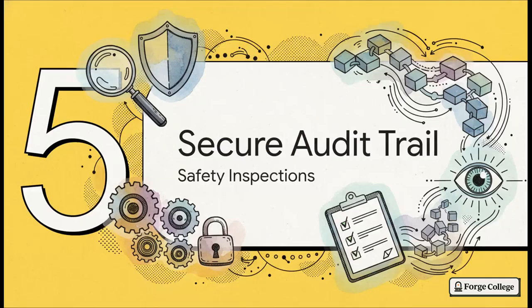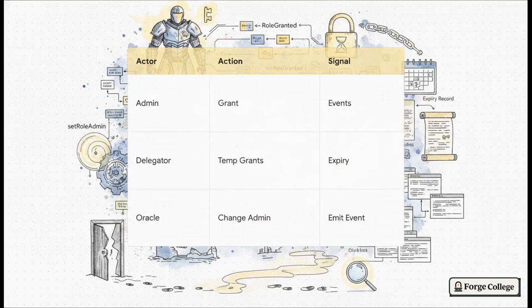And that brings us to Section 5, leaving a secure audit trail. Let's talk about what happens when you need to conduct a safety inspection after the fact. So here we're mapping the actor and their action directly to the required on-chain signal. When an admin grants a role, the contract absolutely must emit a RoleGranted event. When a delegator issues a temporary grant, it has to store that expiry record. And when governance changes an admin, it emits an event on setRoleAdmin.